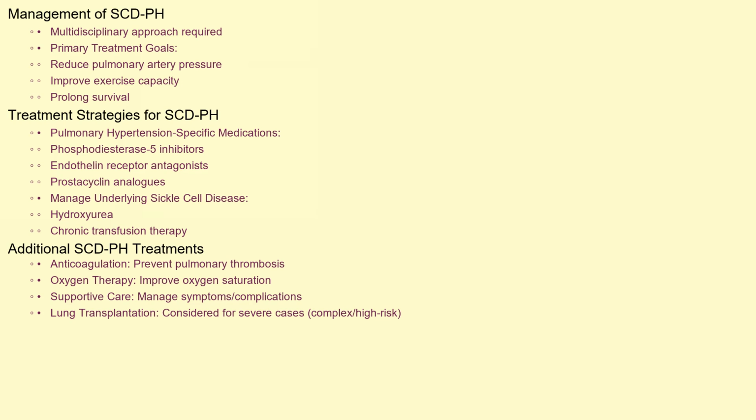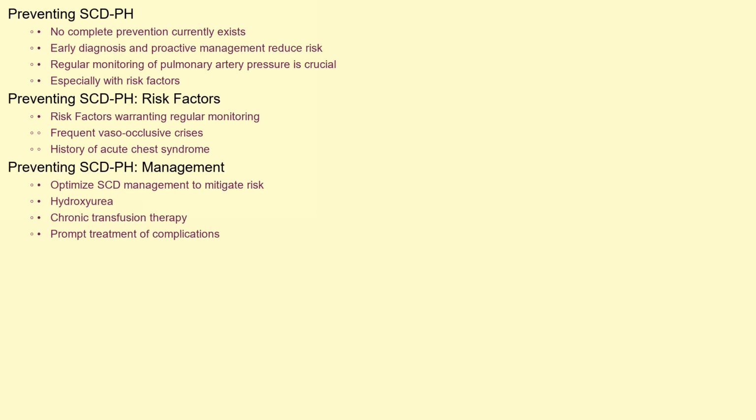For severe cases, lung transplantation may be considered, but this is a complex and high-risk option. Currently, there is no specific way to completely prevent SCD-PH in individuals with sickle cell disease. However, early diagnosis and proactive management of sickle cell disease can help to reduce the risk. Regular monitoring of pulmonary artery pressure with echocardiography, especially in individuals with risk factors such as frequent vaso-occlusive crises or a history of acute chest syndrome, is crucial.